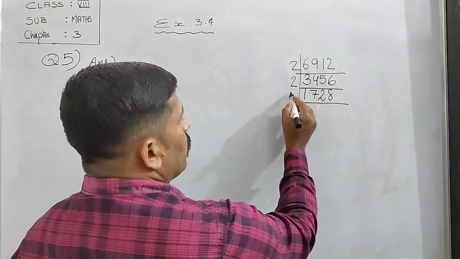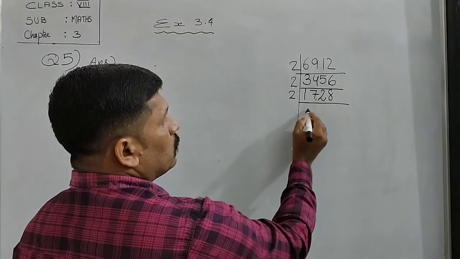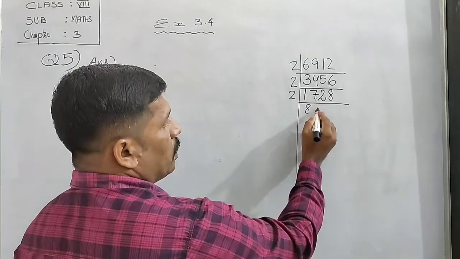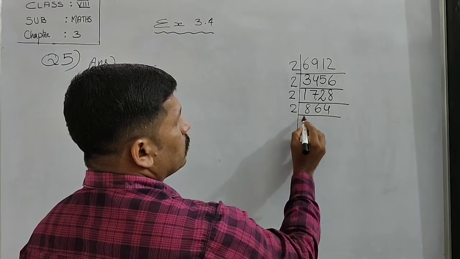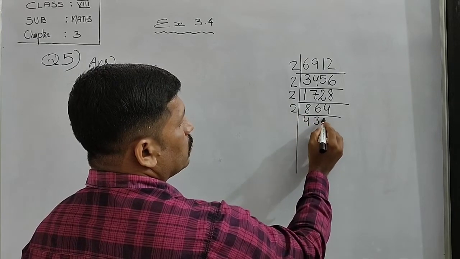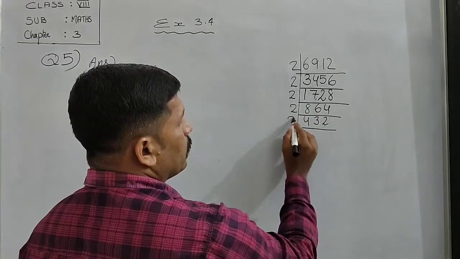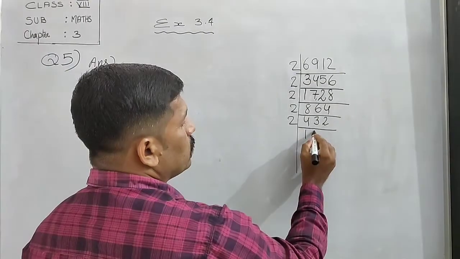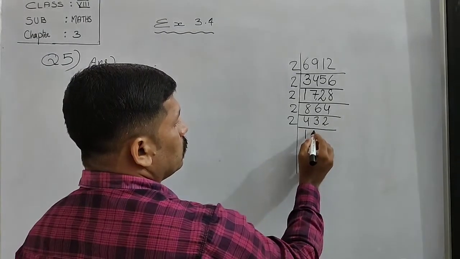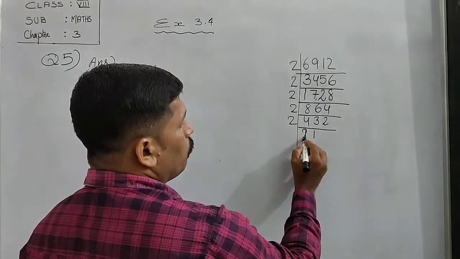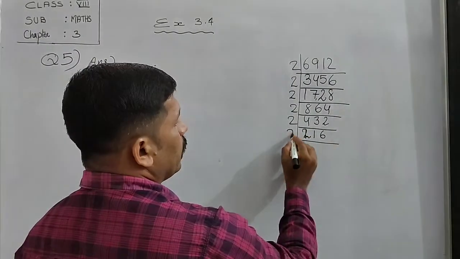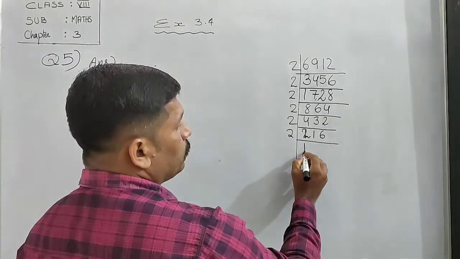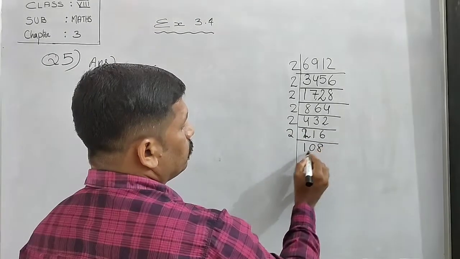Okay, now again we factorize by 2. 2 8s are 16, and 2 6s are 12, and 2 4s are 8. Again we factorize: 2 4s are 8, 2 3s are 6, 2 2s are 4. Then we factorize: 2 1s are 2, 2 2s are 4, 2 1s are 2, and 2 6s are 12. Next again 2 1s are 2, and 108.